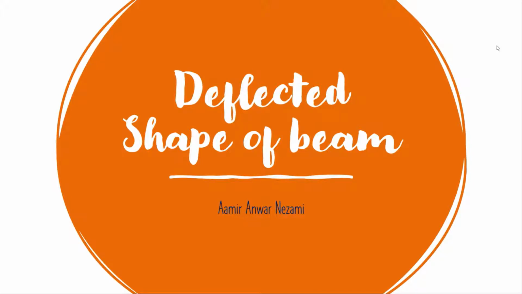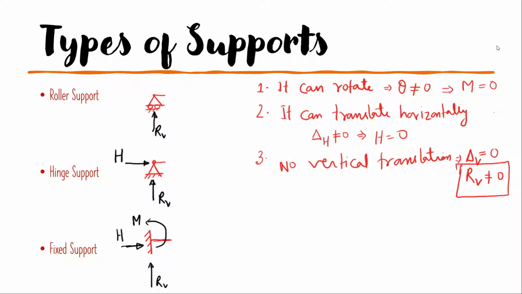how we draw the deflected shape when a load is acting on a beam. So let's start. First of all, for drawing the deflected shape of a beam, we should know about the support conditions. Different types of supports we know: the roller support, hinge support and the fixed support. First of all, we will see the roller support.